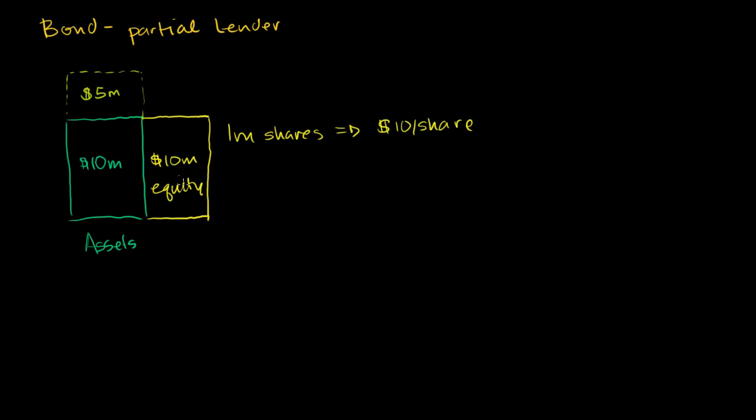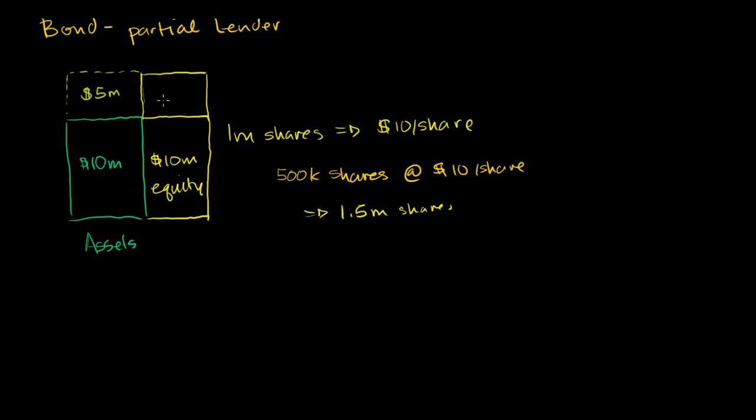Well, one way is that they could just issue more equity. If they're able to get a price of $10 per share, they could issue another 500,000 shares at $10 per share. And then that would essentially produce $5 million. So this is scenario one. They issue 500,000 shares at $10 a share. They now have 1.5 million shares. But these new owners gave them collectively $5 million. So the equity would grow by $5 million.